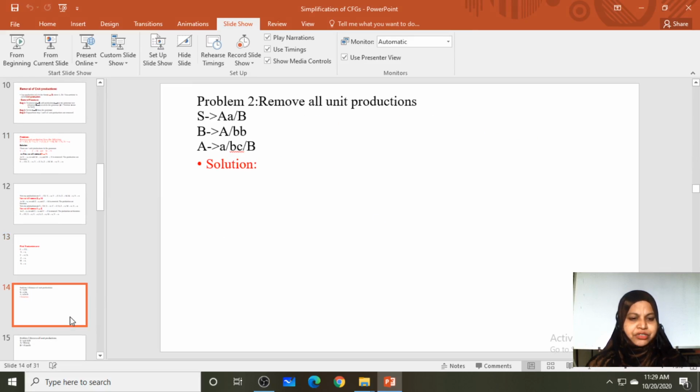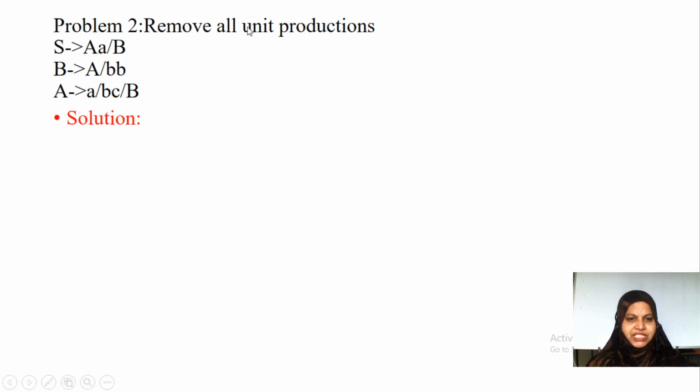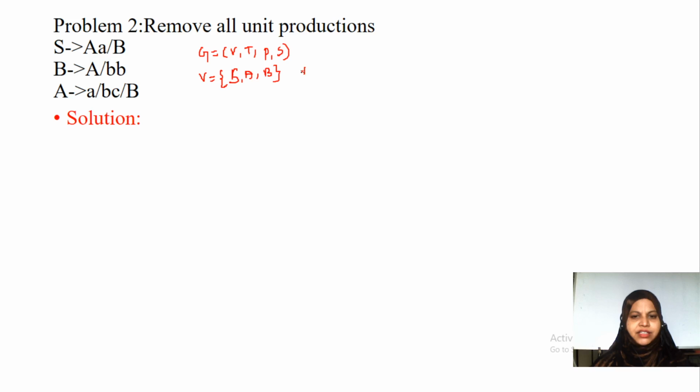Now we will go for the next question: how are we going to remove the unit productions for this one. Here my grammar is S tends to AB, B tends to ABB, A tends to ABCBB, and B. Here in this grammar, what are the variables? Generally this grammar consists of G equals V, T, P, S. What is V? V is S, A, B, right? What is T? T equals a, b, c. This is the production, S is the starting symbol, right?